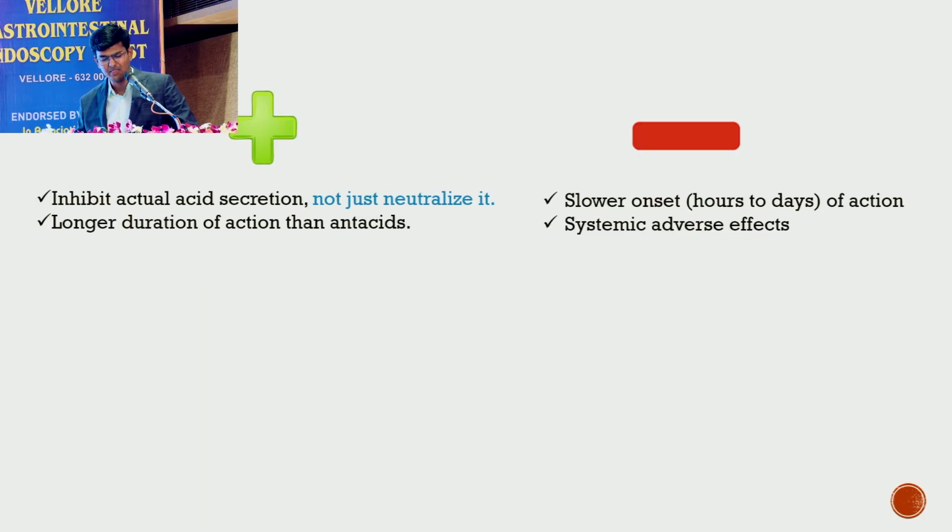So what was the problem in that? The positive things: it inhibits acid production but does not neutralize it, and it has a longer duration of action than antacids. But the problems are slower onset of action and more systemic adverse effects with anticholinergics. So we have to choose some other drugs.